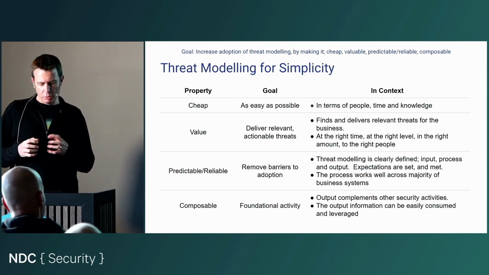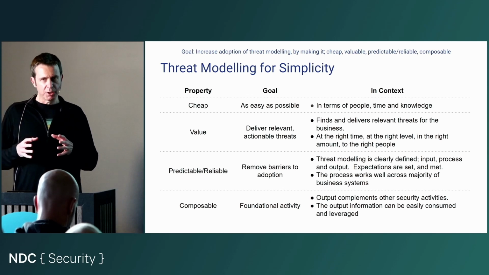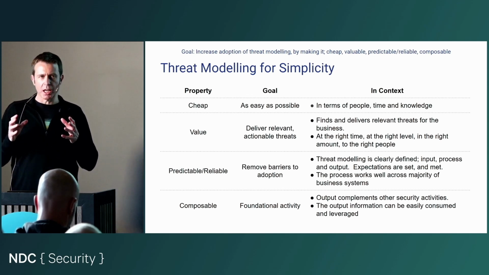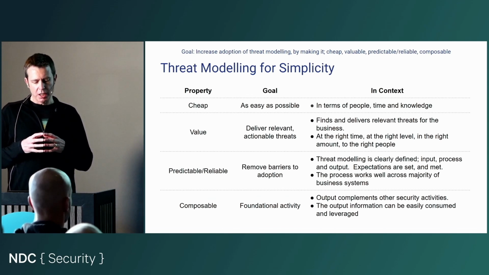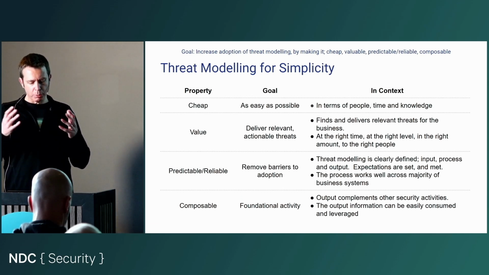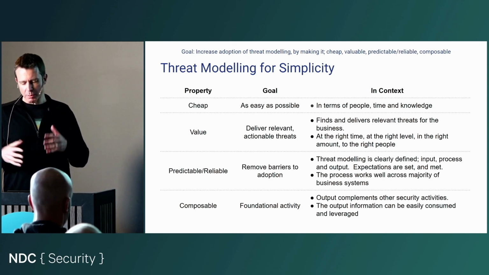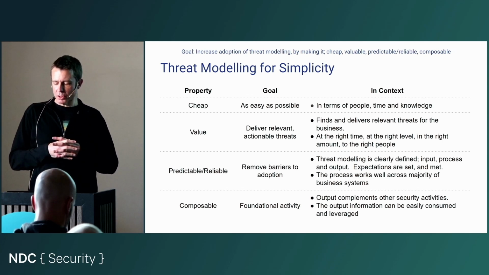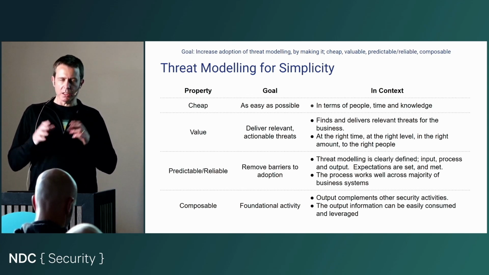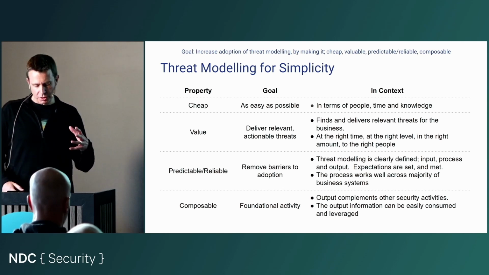For predictable, reliable, we're really talking about removing barriers to adoption. The process has to be usable, right? And we have to look at the ways that it might introduce any friction and look at ways of making that as smooth as possible for teams. And then composable, we want threat modeling to become a foundational activity. How can we make the output of threat modeling as useful to other processes as possible? Because this will increase adoption, which will then help us focus on making the process more scalable.